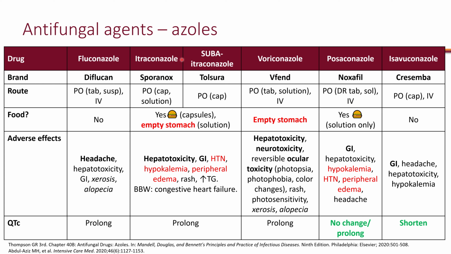tolerated. Now, when you go from fluconazole all the way to isavuconazole, the price goes up because these are the newest agents. So fluconazole, itraconazole, pretty affordable. SUBA-itraconazole is very new, so this is very expensive. Voriconazole is somewhat affordable, but still kind of expensive. But posaconazole and isavuconazole are very, very expensive.